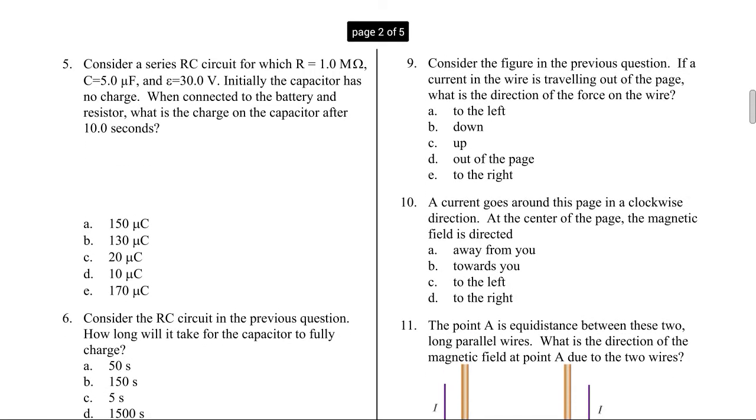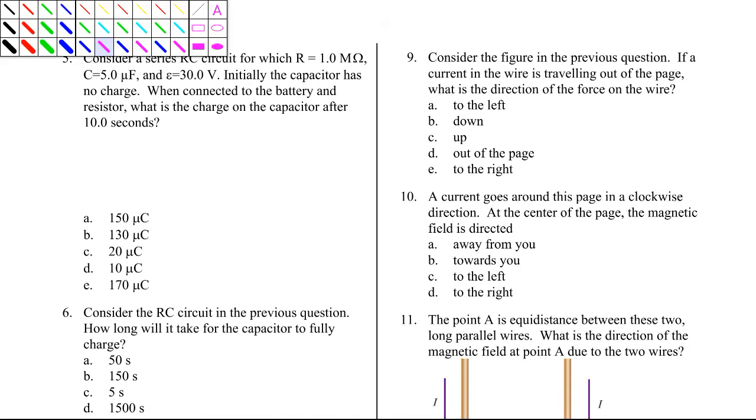Consider this RC circuit. R equals 1 mega ohm, C equals 5 microfarads, and E equals 30 volts. What is the charge after 10 seconds? Well, first let's just find tau. Tau is equal to RC. This is our time constant. That's 1 mega ohm, 5 microfarads. That's 5 seconds.